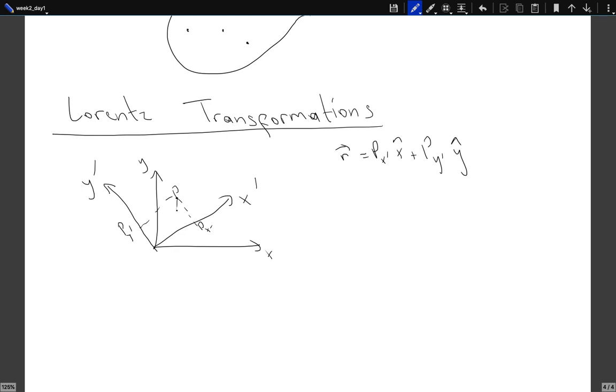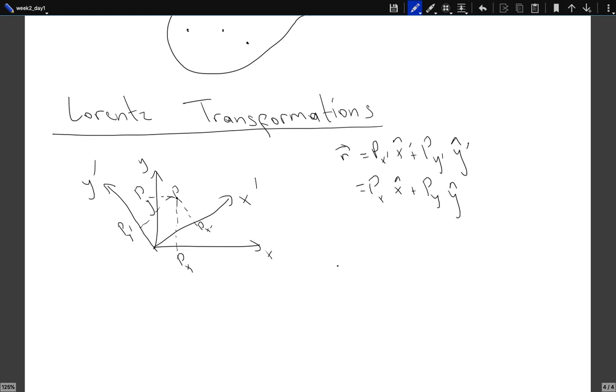But I will say that it has the same point has the coordinates Px in the x direction and Py in the y direction. Now these are x primes. Px in my x direction plus Py in the y direction. And in fact, these two expressions, although we have different x and y components, they are the same thing.